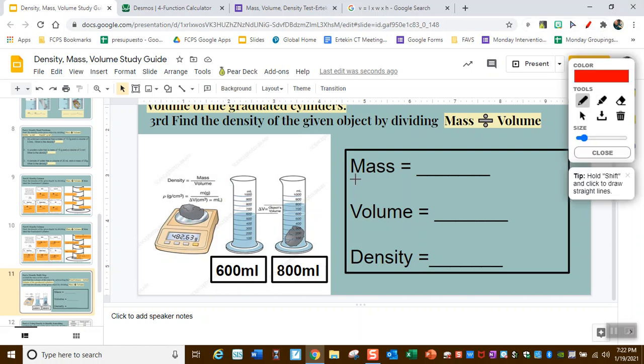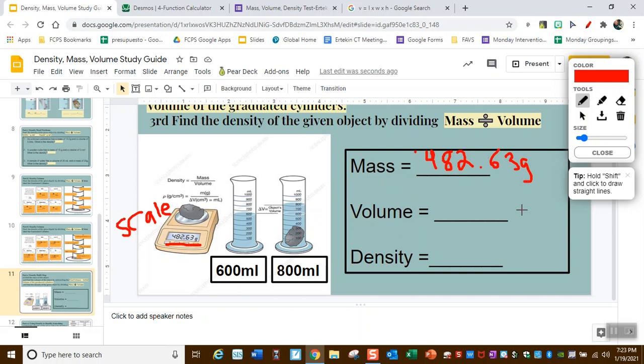Okay, so mass, remember, mass is grams. And we use a balance or a scale to measure mass. The mass is 482.63 grams. Let me erase this. Oops, wrong one. 482.63 grams.